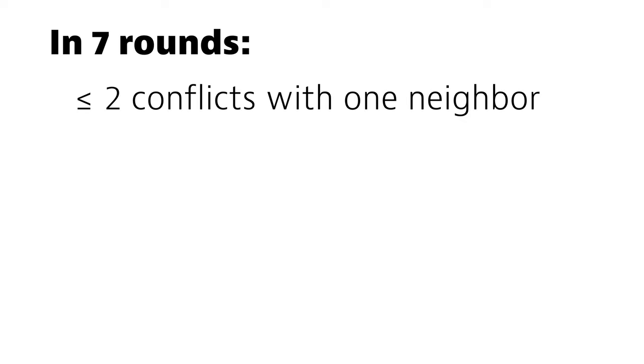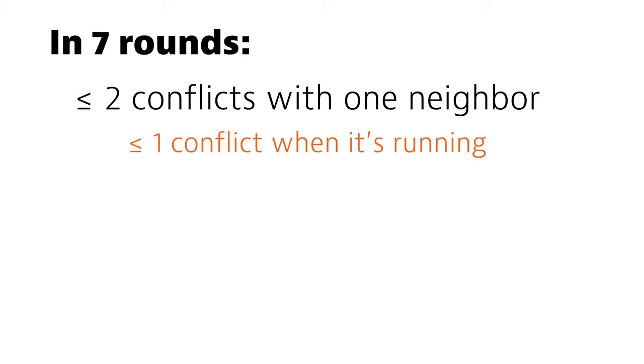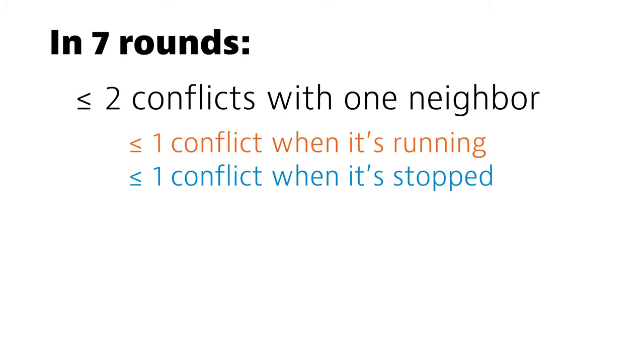If they have different speeds, their hands are aligned exactly once. If they run at the same speed, their hands will be never aligned. So if you and your neighbor are both running, in 7 rounds you'll have conflicts with this neighbor at most once. But what if your neighbor has stopped? Well, the same thing, in 7 rounds you'll have conflicts with it only once. So in 7 rounds you'll have conflicts with any specific neighbor at most twice. Even if it happens to stop in the middle, you'll get conflicts at most once while your neighbor is running, and at most once when it's stopped.